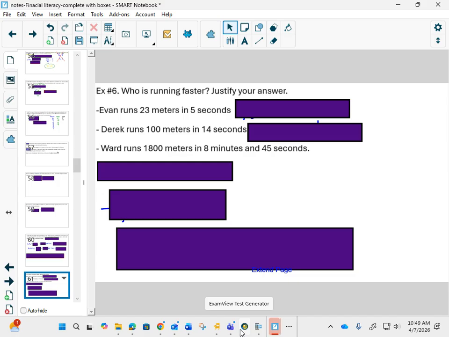Who is running faster? Justify your answer. Is it Evan who runs 23 meters in 5 seconds? Is it Derek who runs 100 meters in 14 seconds? Or is it Ward who runs 1800 meters in 8 minutes and 45 seconds?